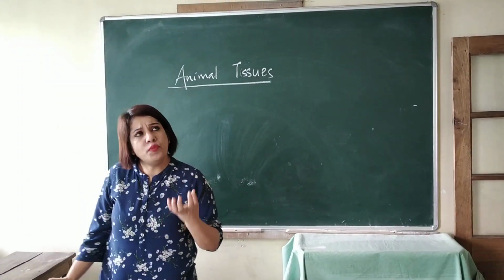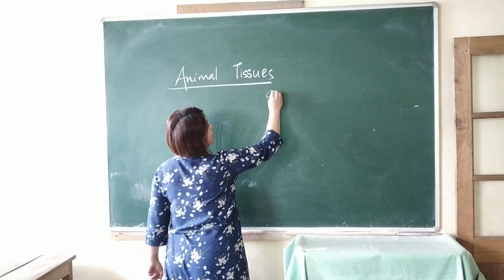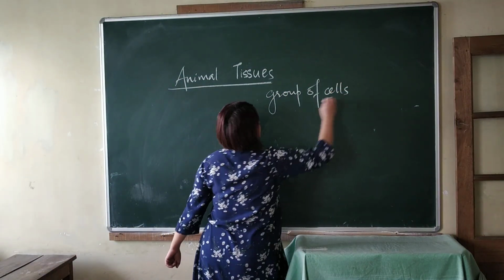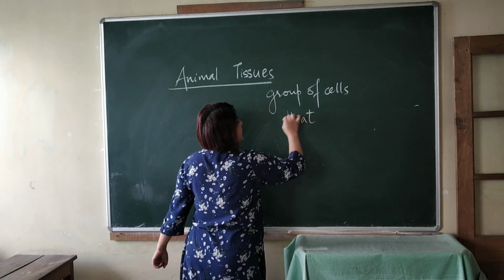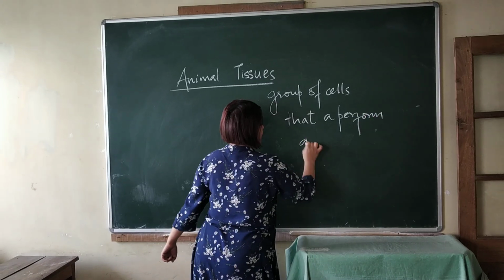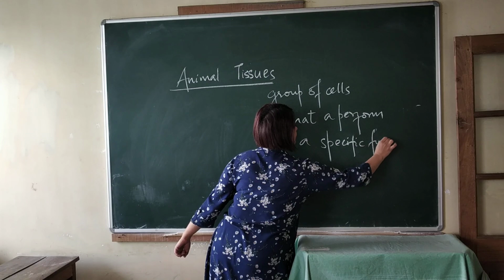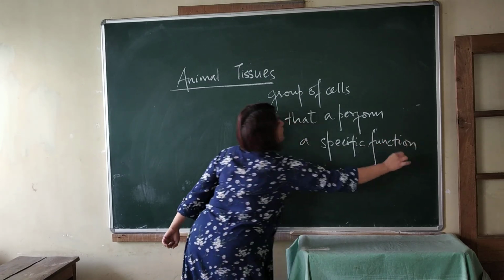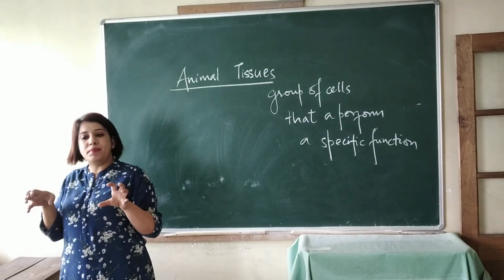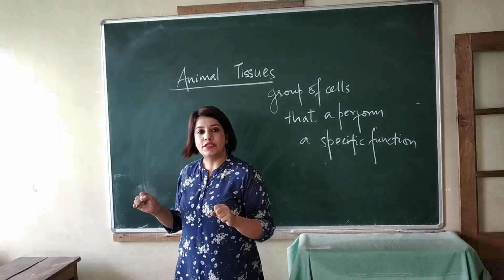Tissues are a group of cells which perform a specific function. A group of cells that perform a specific function is known as tissues. Now, like plant tissues, animals also have different types of tissues.